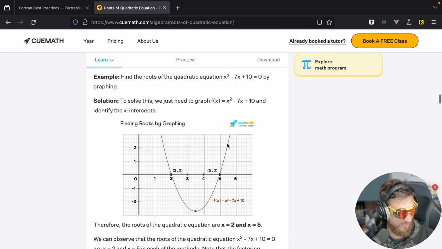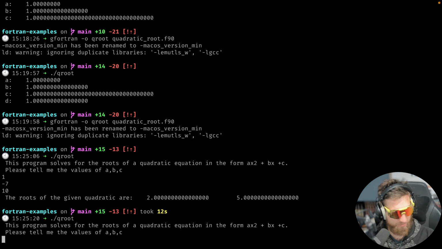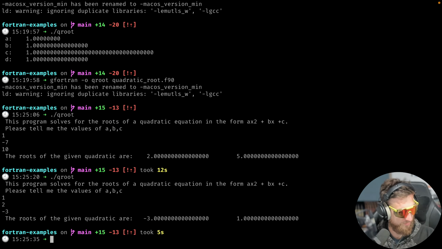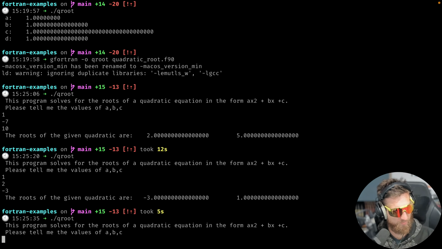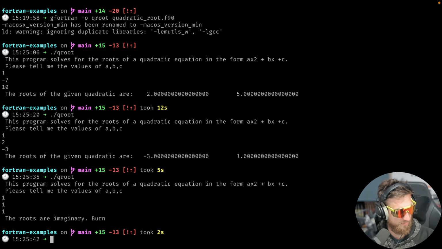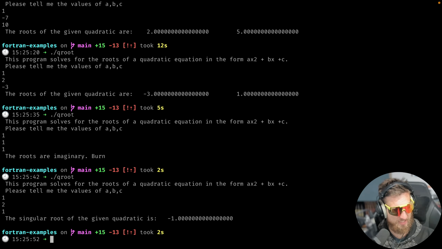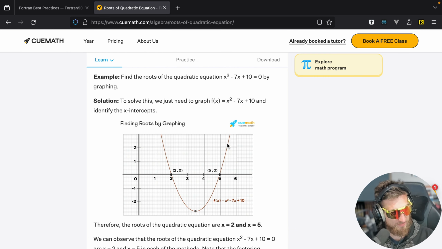Cool. Let's try another one. 1, 2, minus 3. What's that look like? Minus 3 and 1. What about 1, 1, 1? I think 1, 1, 1 is actually imaginary. Yep. Do we have a singular root? I think it might be 1, 2, 1. Yes, there we go, at minus 1. So very simple program, very easy to write.